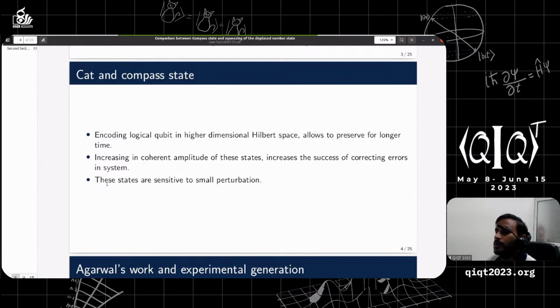And one most important property of this cat state and compass state is that they have oscillatory phase space structures. Due to those oscillatory structures in the phase space, these become highly sensitive to small perturbations.